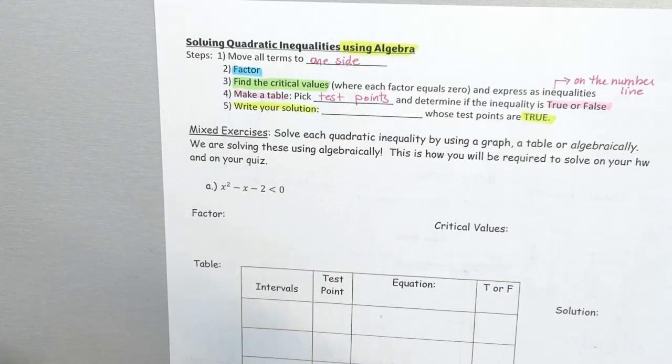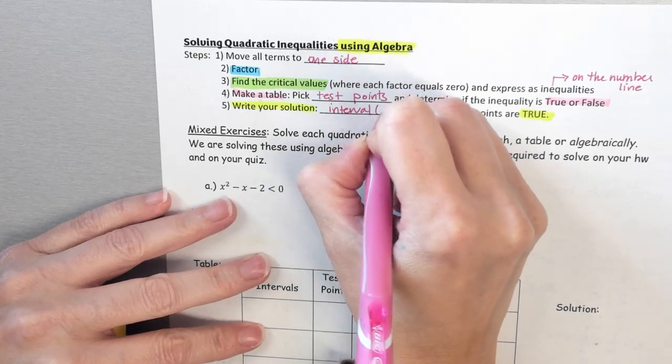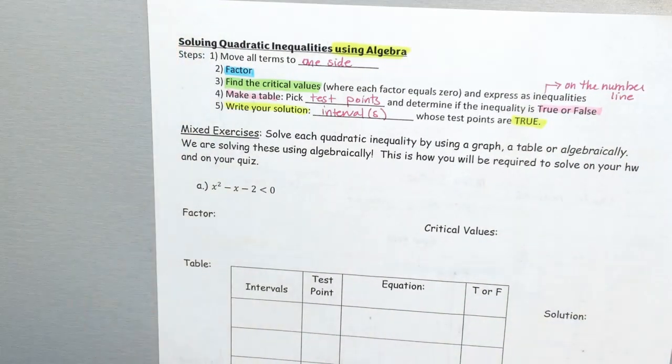So your solution is either the interval or intervals. Sometimes there's one, sometimes there's more than one, where they are true.